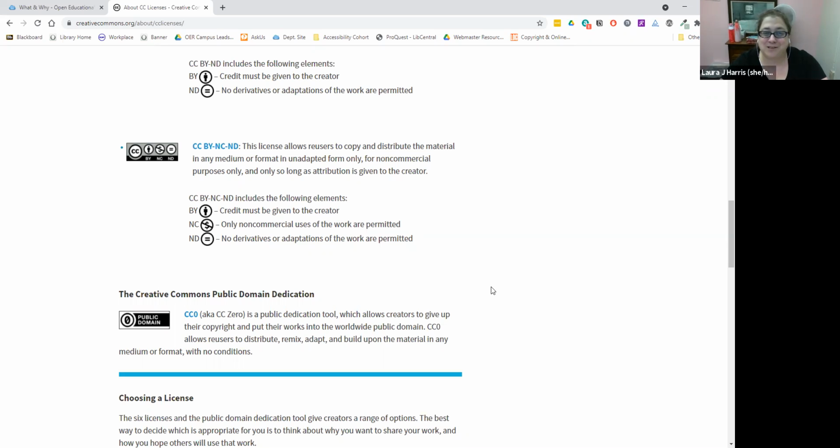As an academic, I think it's always a good idea to give attribution if you can. So even though it's not required, I think it's a good practice.